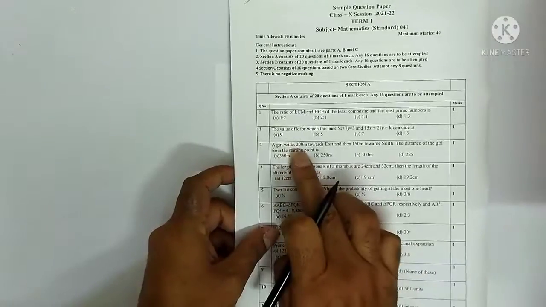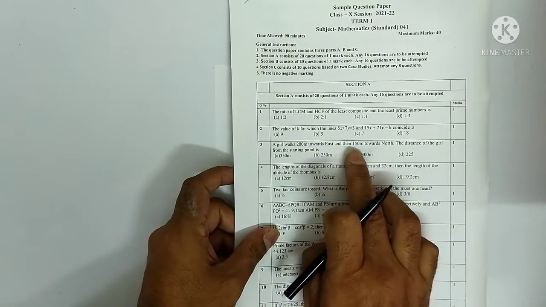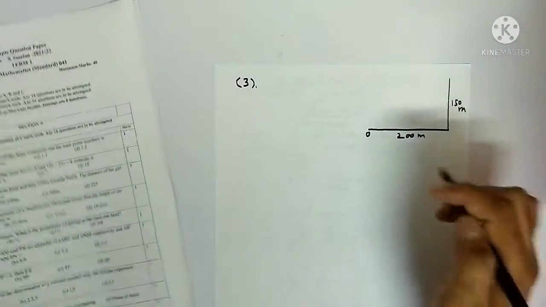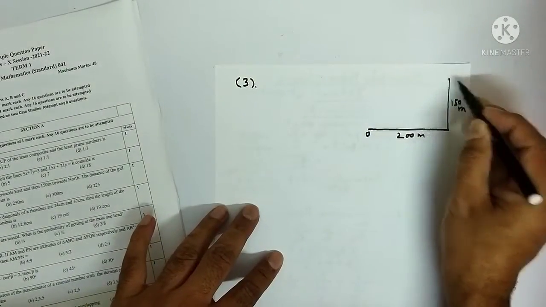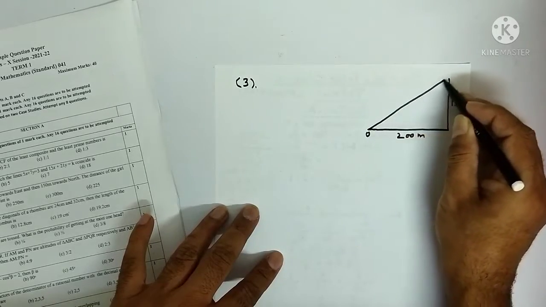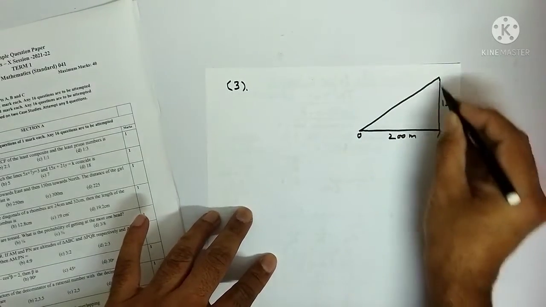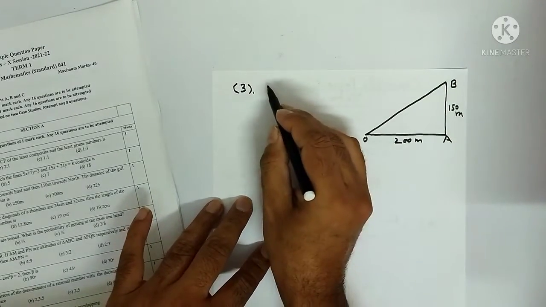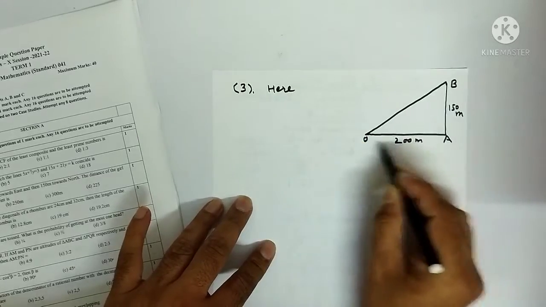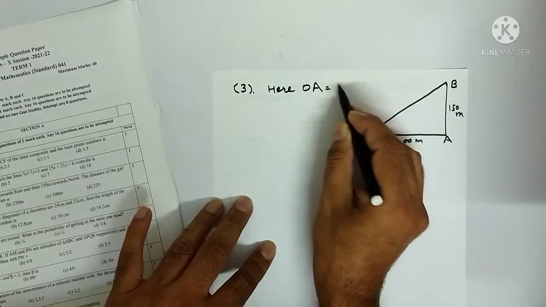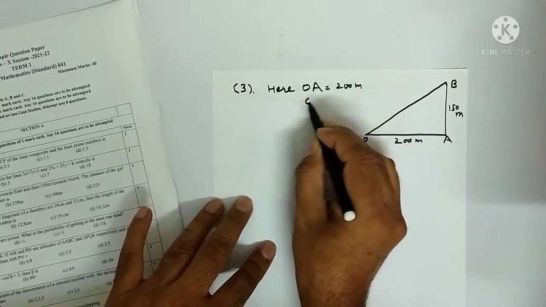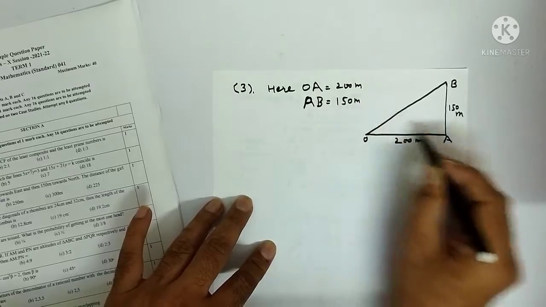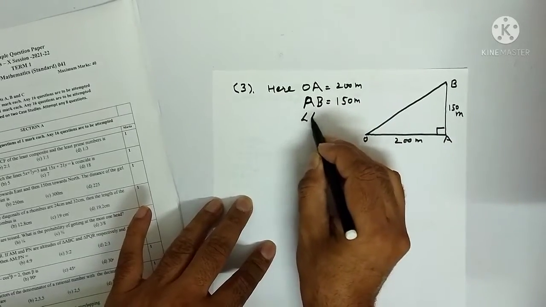See the question. A girl walks 200 meters towards east, then 150 meters towards north. The distance of the girl from the starting point. This is the starting point and the girl has reached here. We need to find this distance. You can write here A, and here B. So what is OA? 200 meters. AB is 150 meters. This angle A is 90 degrees.